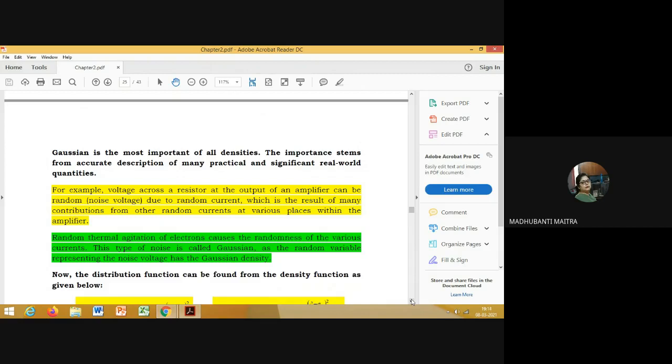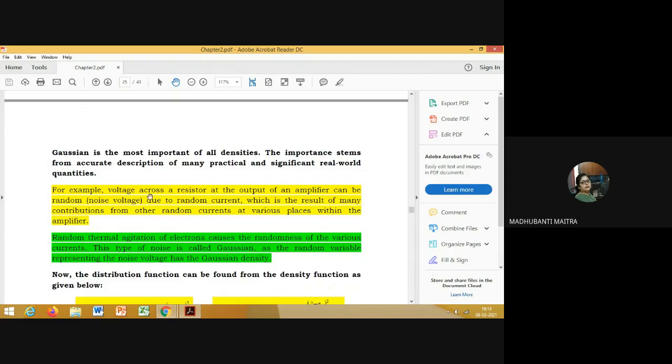The Gaussian density and distribution functions are not limited to modeling of noises; they can be used for representing very many random processes and random situations that we encounter in real life. Let's go very fast through this section. Gaussian is a very, very important density. We can't say the most important of all densities, but it's a very important one. The importance stems from the accurate descriptions of many practical and significant real world quantities.